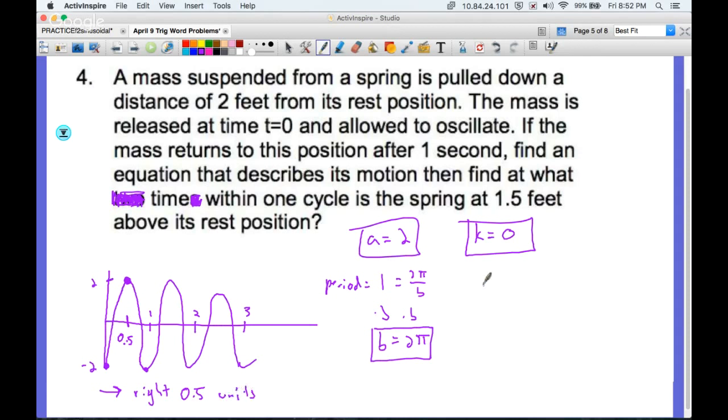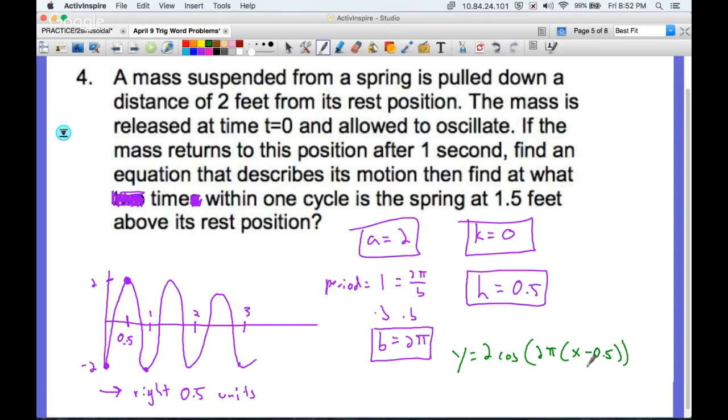To move to the right, my h will be 0.5, but remember the formula's got that minus built in. So let's write this out as y equals 2 times cosine of 2 pi in parentheses x minus 0.5. So the minus always moves it right. It's kind of always opposite what you think. And we can end it there, since we don't have a k value.